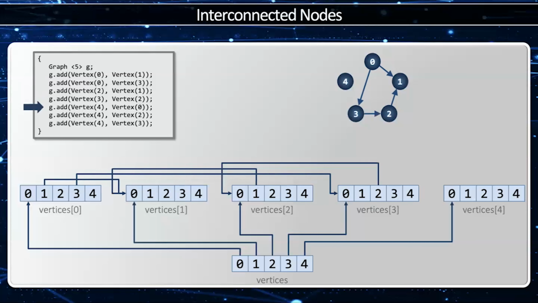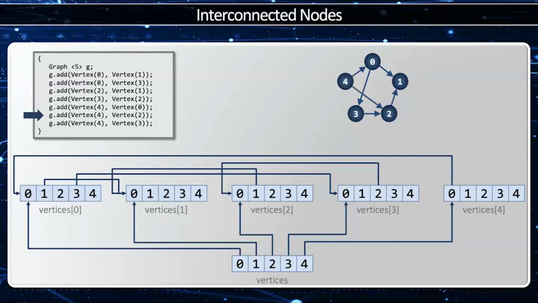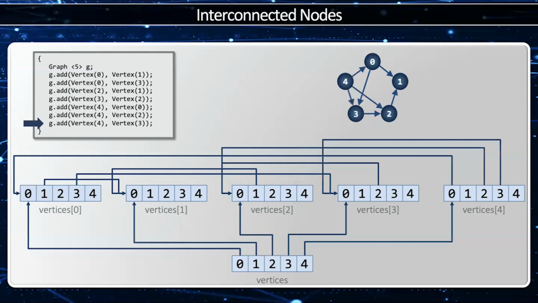Vertex 4 to vertex 0, source 4, sink 0. So vertices of 4, slot 0 is currently a null pointer, but now it's going to point to vertices of 0. 4 to 2, and add vertex 4 to vertex 3, source 4, sink 3, or vertices of 4, slot 3 will now point to 3.